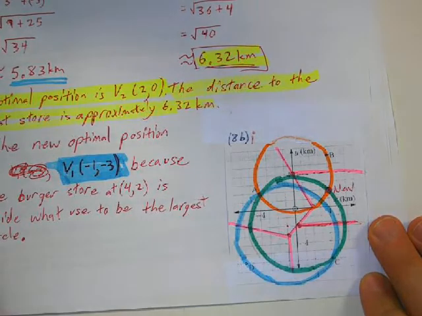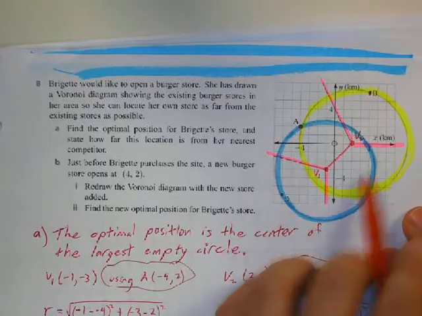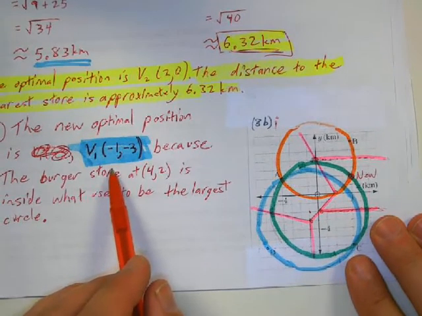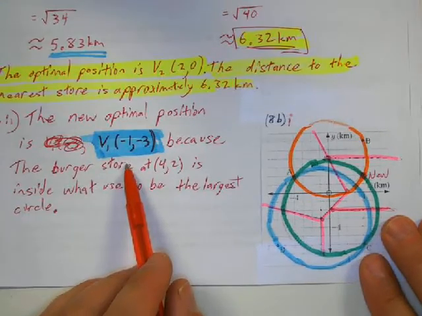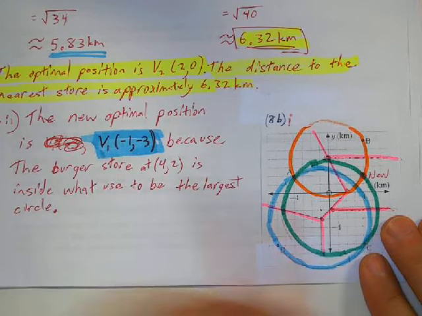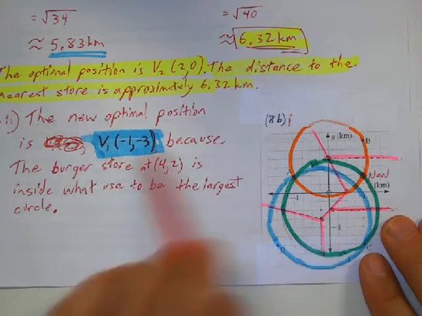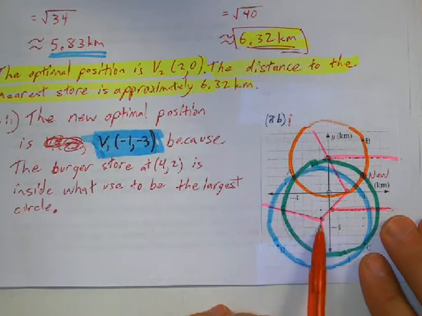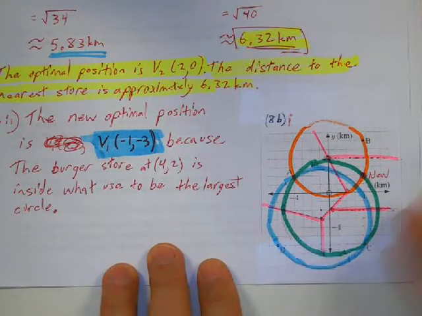So now my biggest circle, which was this yellow one, has been broken up by having the new dot in there, and the other circle, which wasn't the biggest, now is the biggest. That's why the new optimal position is going to be here, because the burger store at (4, 2) is inside of what used to be the largest circle. And I hope that helps.